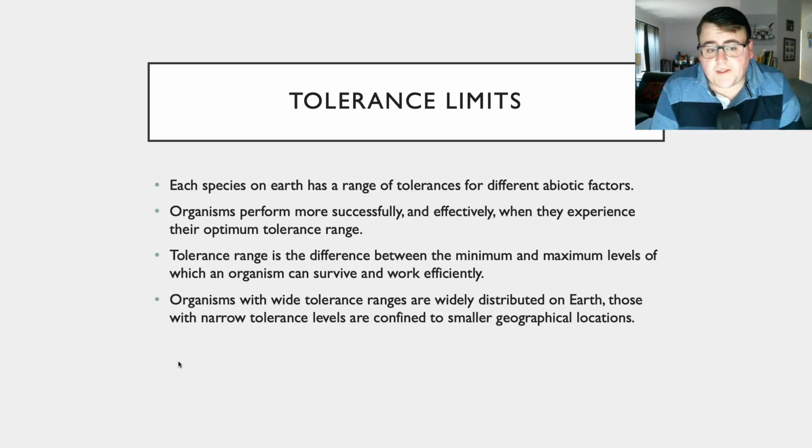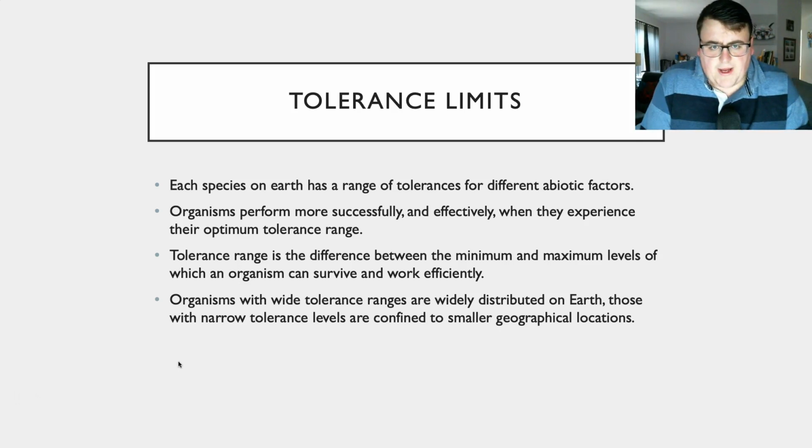So, first off, tolerance limits. What is a tolerance limit? Well, to understand that, you have to understand that every species of animal or organism on Earth has a range of tolerances for different abiotic factors. Okay? And those organisms will perform more successfully and more effectively when they are living in their optimum tolerance ranges.